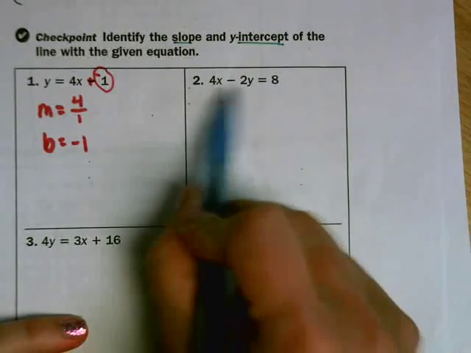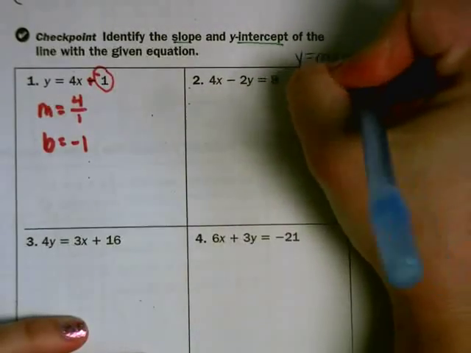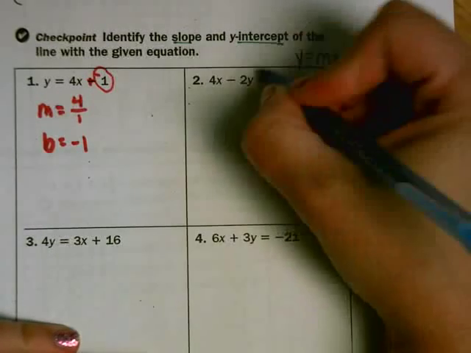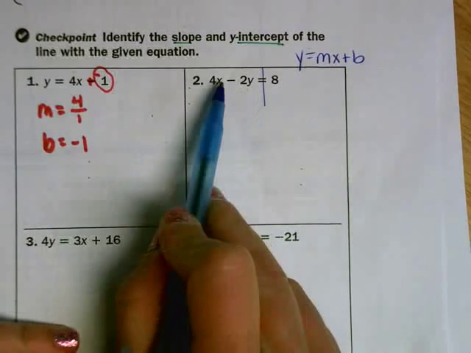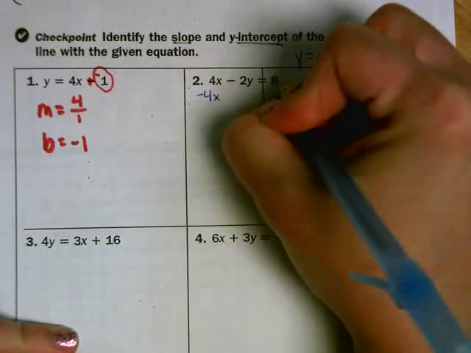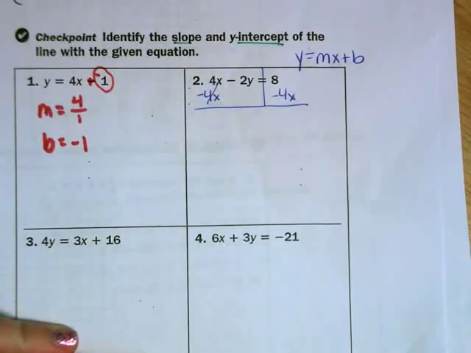So to put it into y equals mx plus b, I'm just going to remind us that that's our goal. Y equals mx plus b, we need to get the y by itself. So as a review, to get the y by itself, we need to get rid of these x's first. So I'm going to take away 4 x's from each side, because 4x minus 4x, bye-bye. We're going to be careful because now we've got negative 2y left.